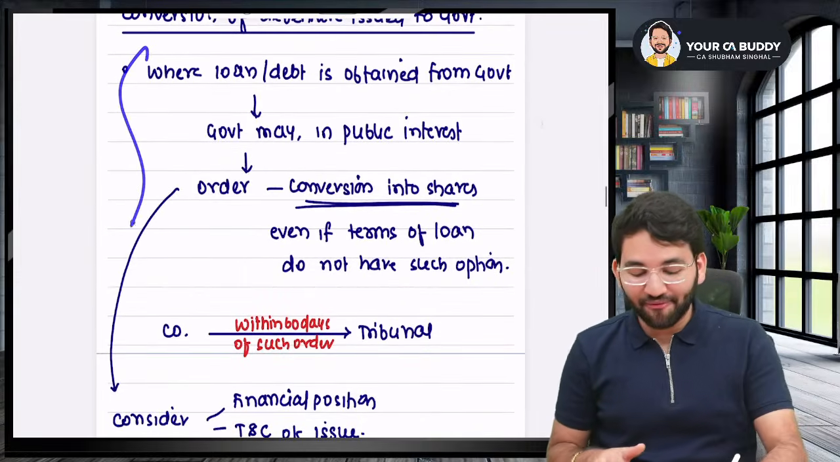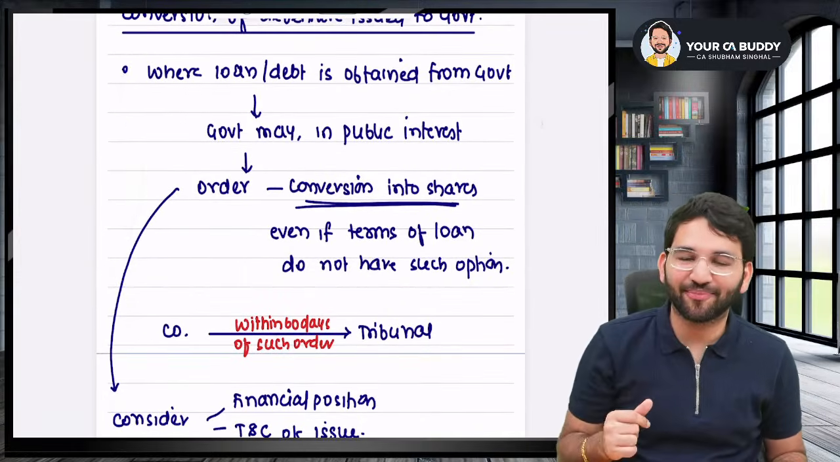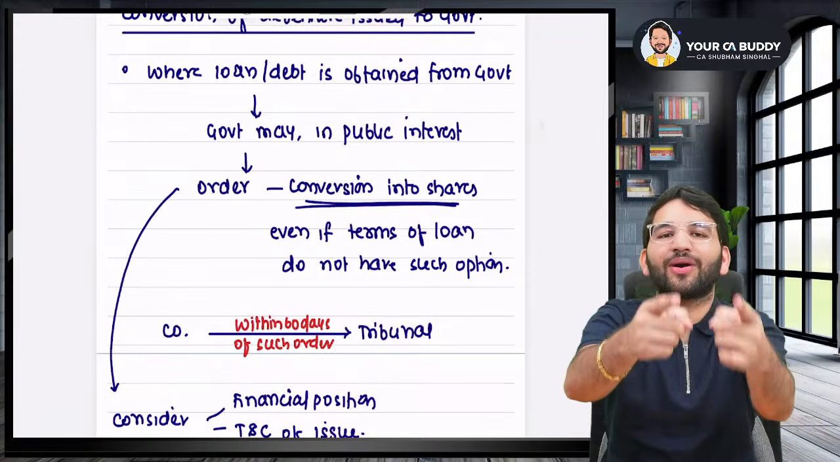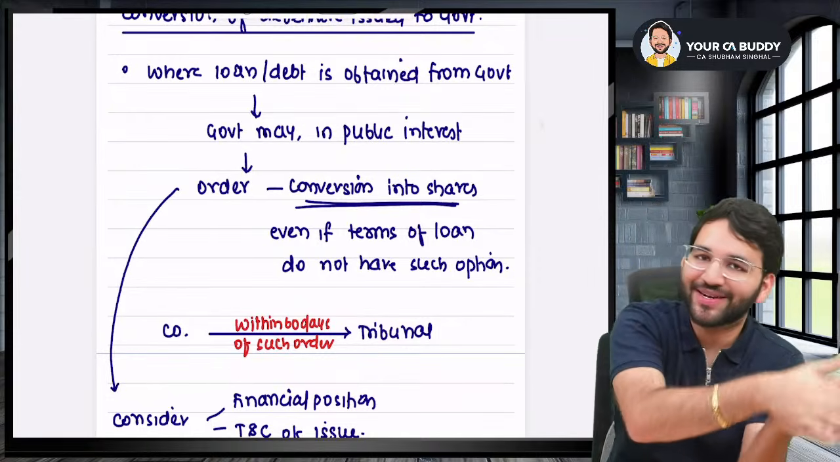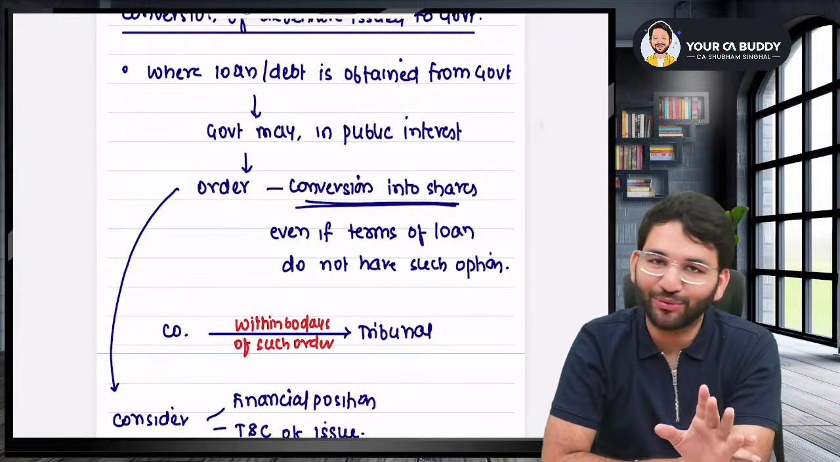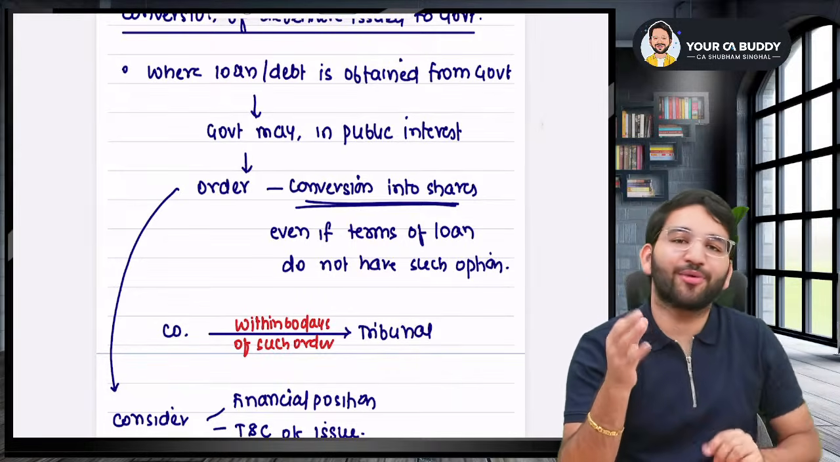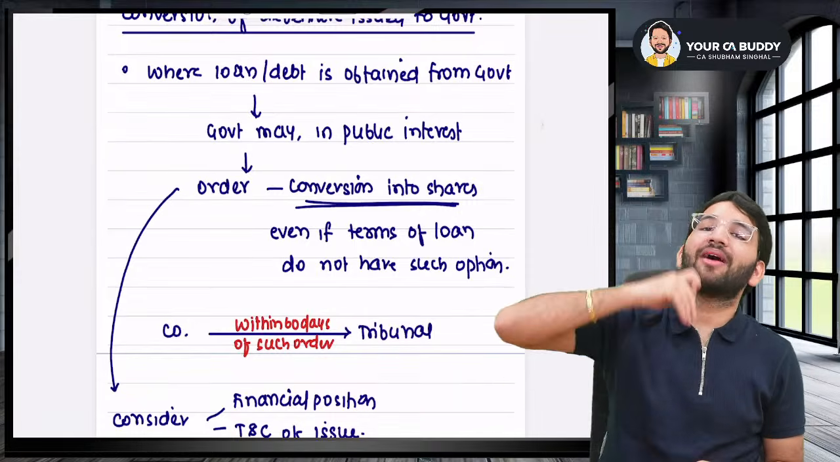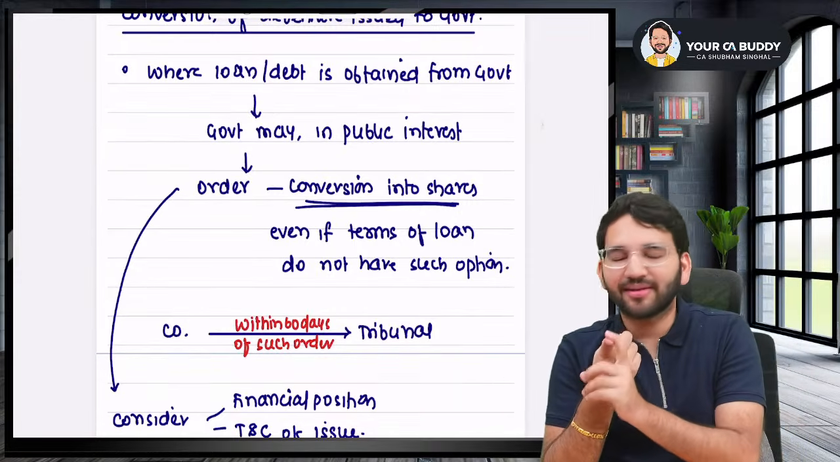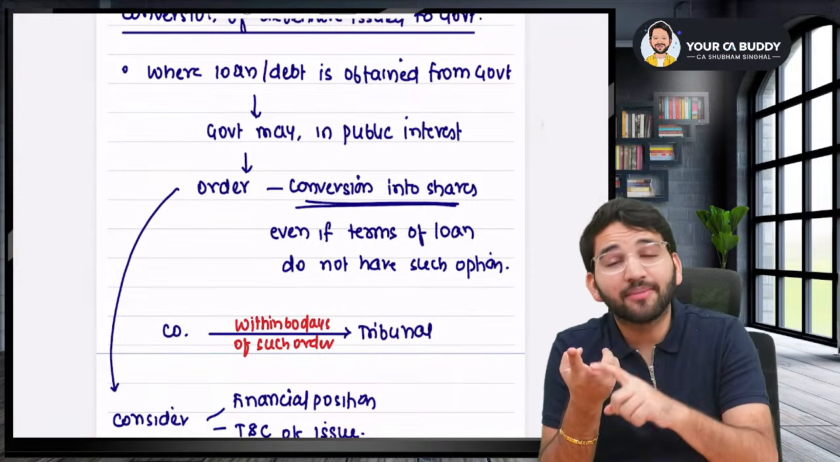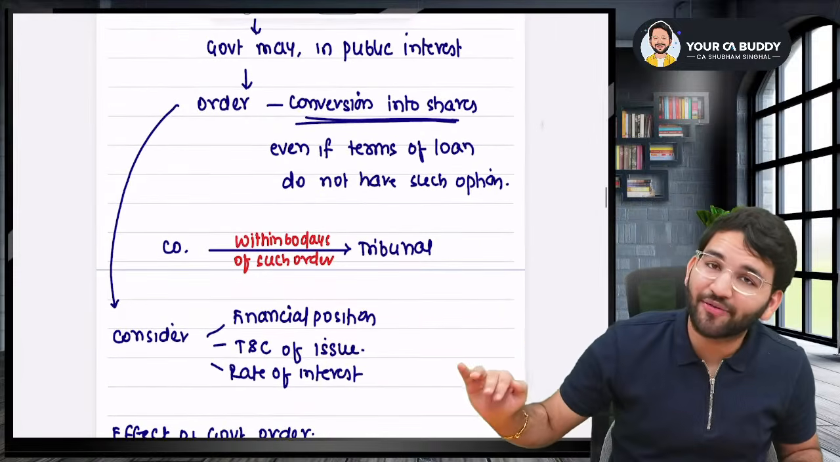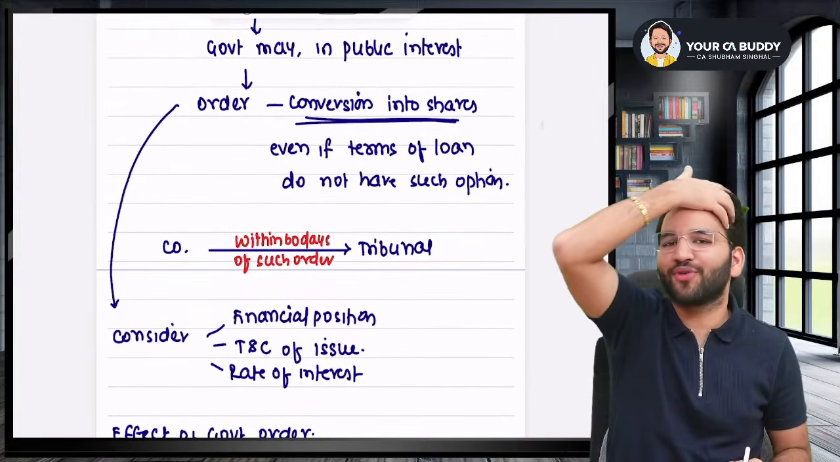Sir, this is basically a forced conversion. Listen to me very carefully. Government can force you to convert the loan and debenture into equity shares, saying that it is in public interest to do so. If you are not okay with such a decision, you can make an application to the tribunal within 60 days. But how will government order that, sir? Government will consider the financial position of the company, the terms and conditions of the issue, and what was the rate of interest. Based on that, government will give you an order.